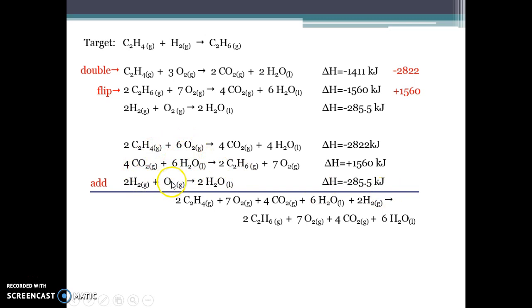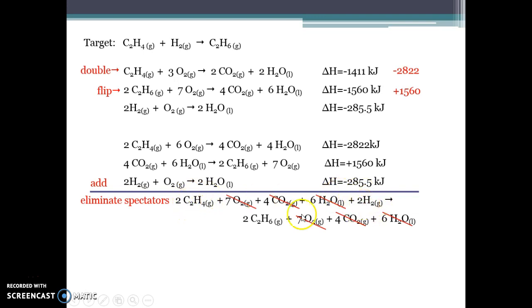So 6O2 plus 1O2 gives me 7O2. And then everything on the product side, likewise, I've got 4 waters and 2 waters, so I get a total of 6 waters. Now I'm going to eliminate the spectator substances. So 7 oxygens on each side coming out, 4 CO2s on each side coming out, 6 waters coming out, and look what I'm left with.